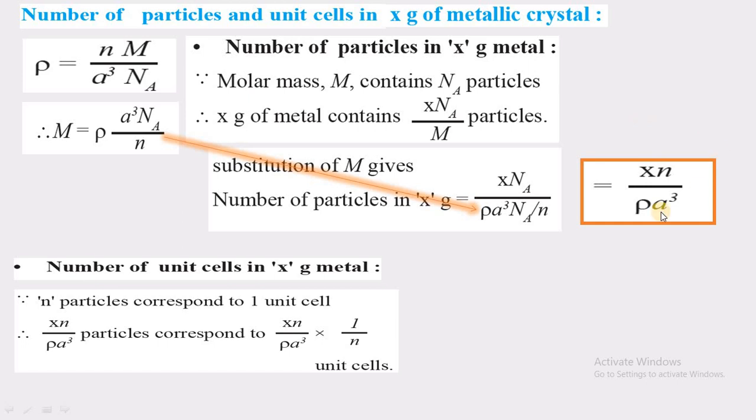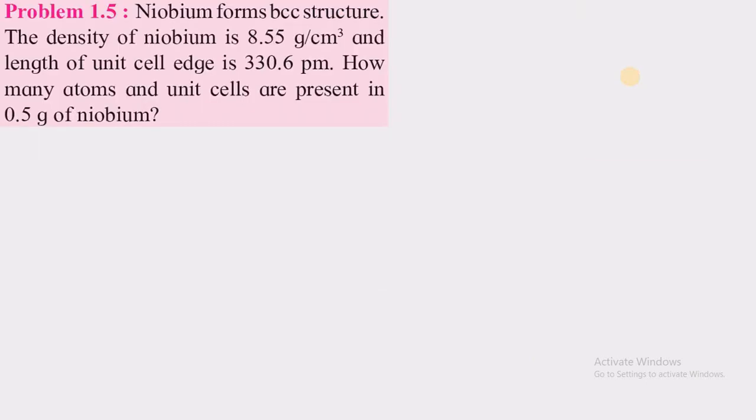Then this much amount of particles corresponds to how much? N gets cancelled, and we get x upon rho into a cube. Only here n is not there, because we have rearranged the equation. Hence, by using these two formulae, we can calculate the number of particles and number of unit cells in the given gram of metallic crystal. 0.5 gram of metallic crystal is given, or 0.4 gram can be given. We can calculate directly the number of particles and also the number of unit cells in that much gram of metallic crystal, and we will see the problem based on this.